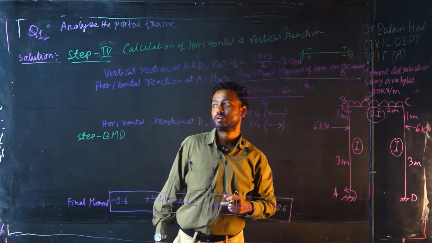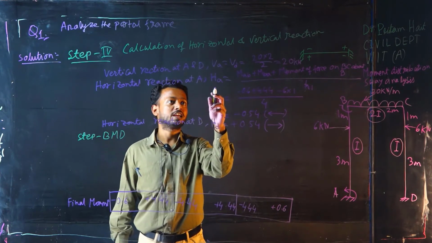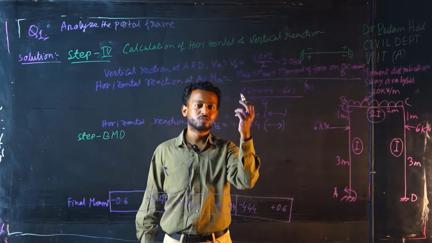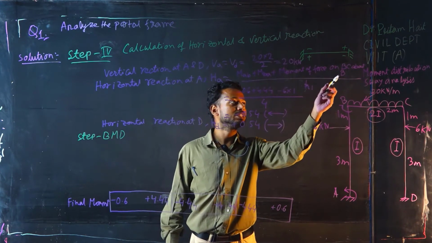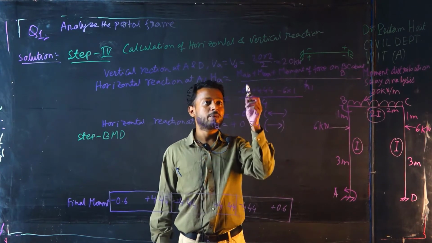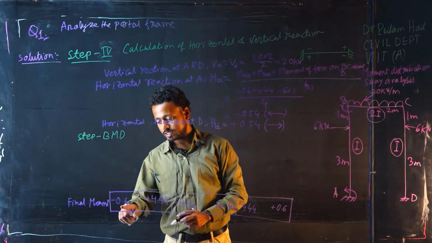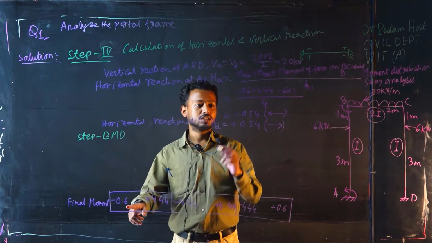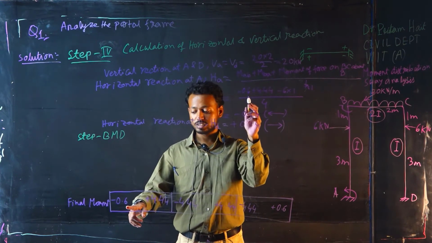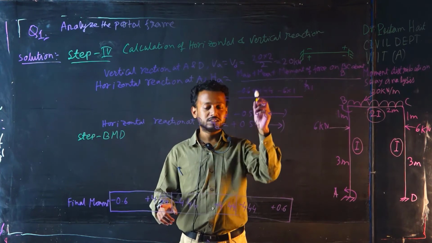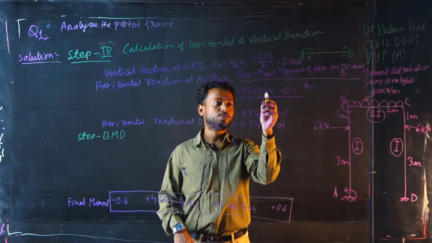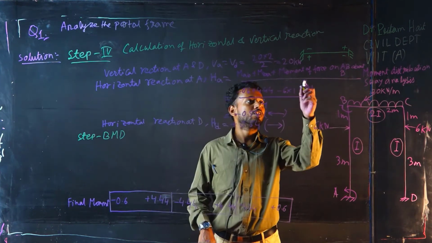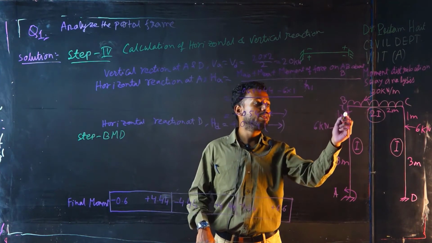Okay, so the horizontal reaction at A will be HA equals, according to the formula, MAB plus MBA plus moment of force on BC about B. So MAB we calculated, this is minus 0.6, so I wrote here minus 0.6. MBA is plus 4.44, I wrote it as plus 4.44. Moment of force on AB about B.